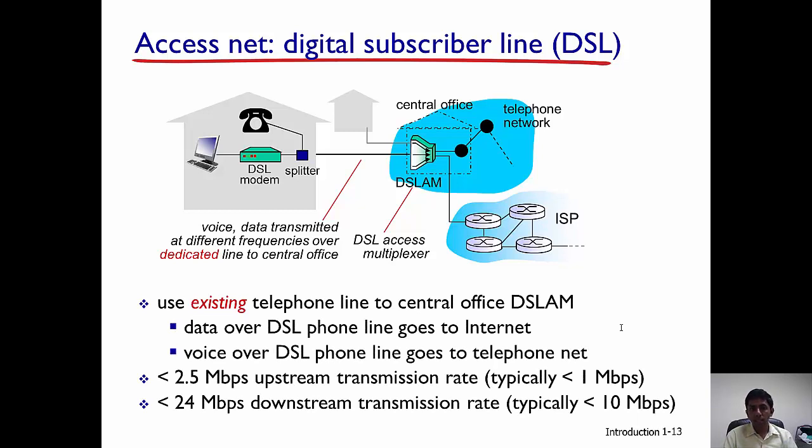DSL is a technology that is pretty old, and the amount of bandwidth that you can get from a DSL network is really slow. For example, downstream, you can get a maximum of 24 megabits per second, and for upstream, you could get a maximum of 2.5 megabits per second. But in reality, usually the upstream and downstream bandwidth is much lower than the maximum that you can get.